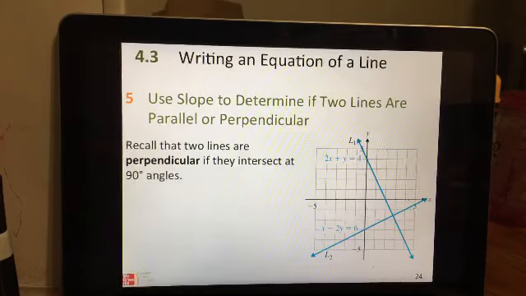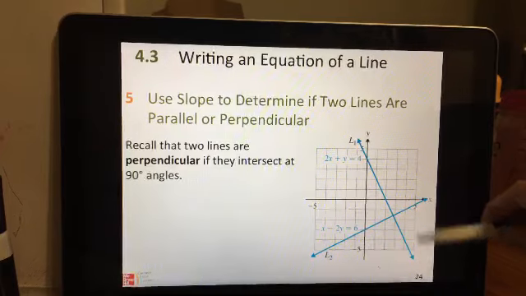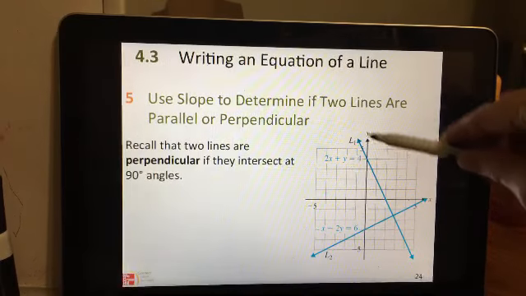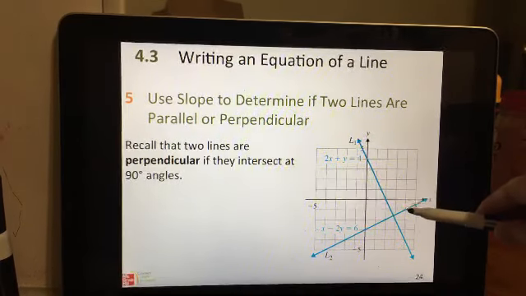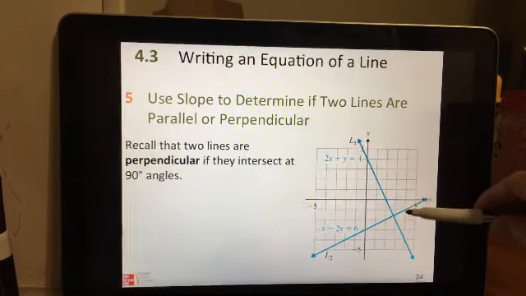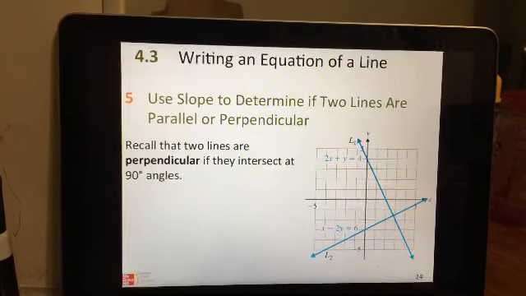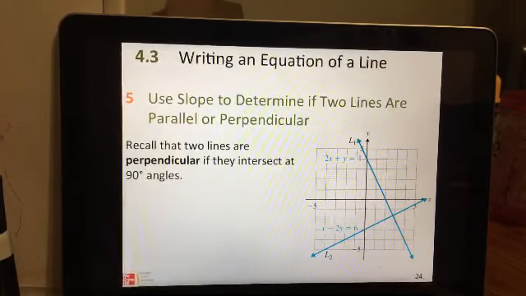Perpendicular lines, let's look at the relationship between these two perpendicular lines. Perpendicular lines make a 90-degree angle, or a right angle, so this could be a little box there showing that you have 90 degrees. Now let's just look at these two lines. They've given us two equations: 2x + y = 4, and x - 2y = 6.